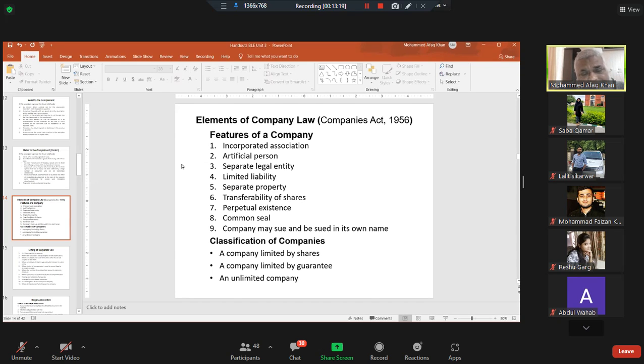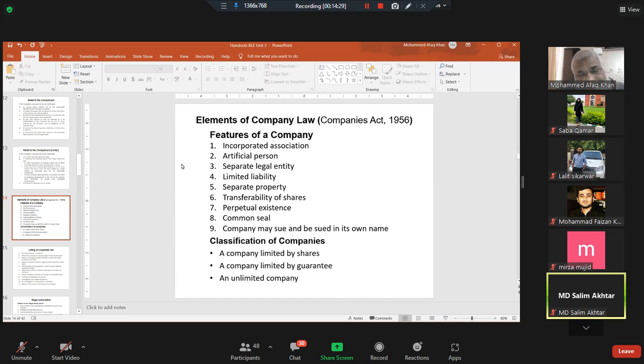Then separate legal entity. Like a person is a separate legal entity, similarly, a company is also a separate legal entity. It has a particular name. It is registered in that particular name. So as we humans have a certain name, a particular identity, likewise, a company also has a particular identity. And it has a separate legal identity, which is separate from the members that form the company, that is, the shareholders of the company. The shareholders have their own rights and obligations. The company has its own rights and obligations. So the company is a separate legal entity.